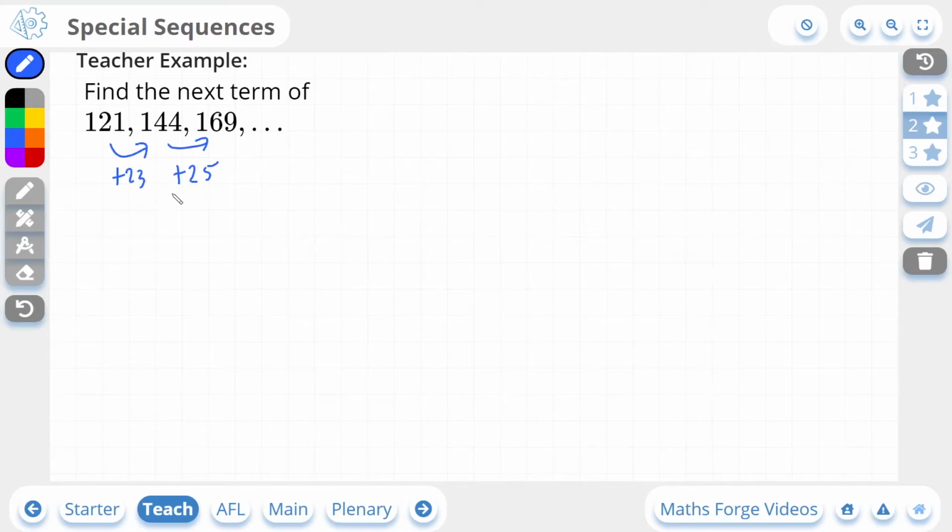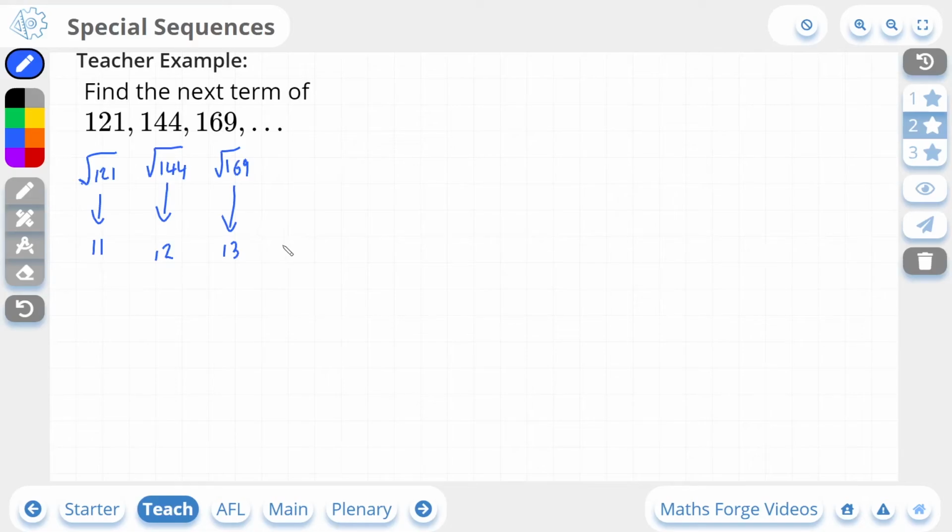This is definitely not the triangular numbers. As the triangular numbers, the term-to-term rule goes up by 1 each time. In this case, it's gone up by 2. So the final special sequence that we haven't mentioned is the square numbers. If I square root 121, I get 11. If I square root 144, I get 12. And if I square root 169, I get 13. So we are definitely dealing with the square numbers.